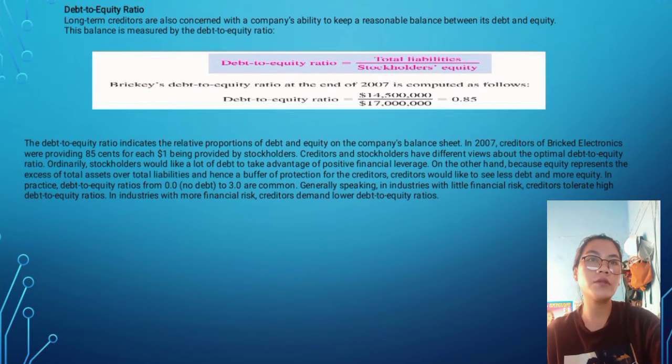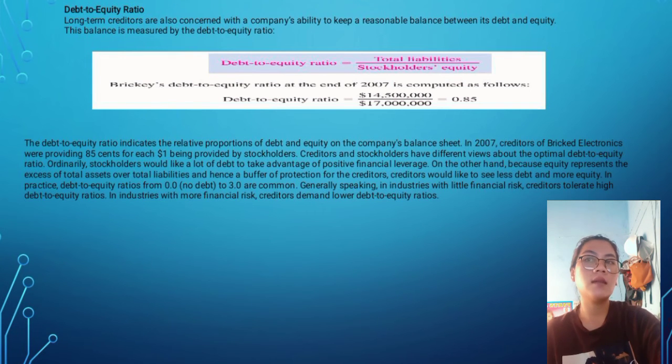Creditors and stockholders have different views about the optimal debt to equity ratio. Ordinarily, stockholders would like a lot of debt to take advantage of positive financial leverage. On the other hand, because equity represents the excess of total assets over total liabilities, and hence a buffer of protection for the creditors, creditors would like to see less debt and more equity.